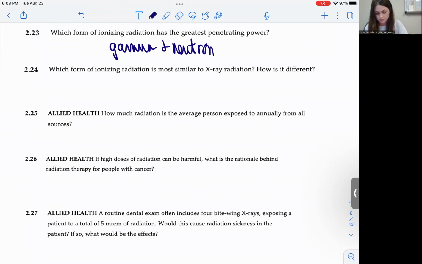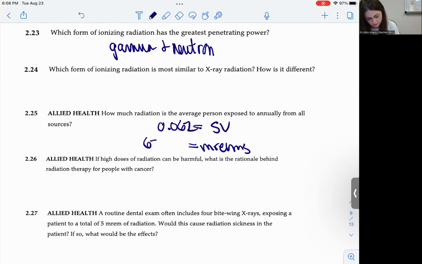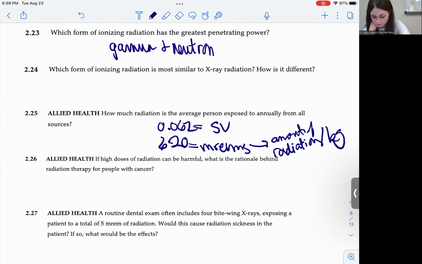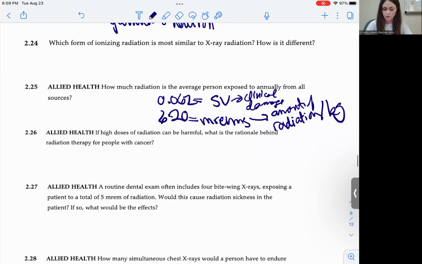How much radiation is the average person exposed to annually from all sources? Well, we can look at millirems and we can look at sieverts. For sieverts, that will be 0.062. And in millirems, that's 620 millirems. So that is the amount of radiation per kilogram. This is the clinical damage, biological damage.